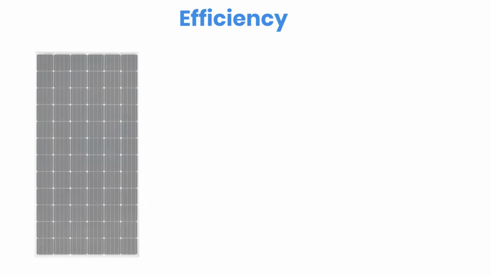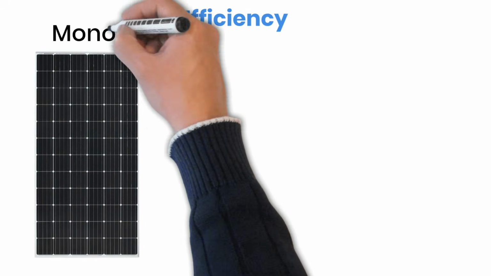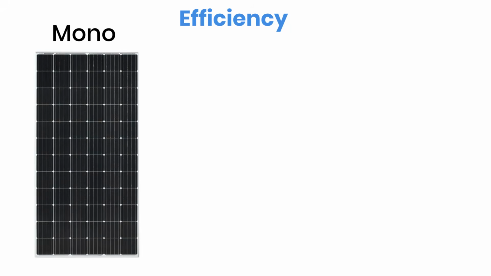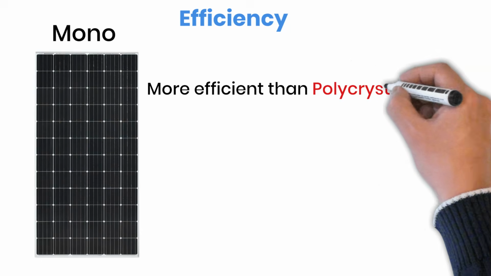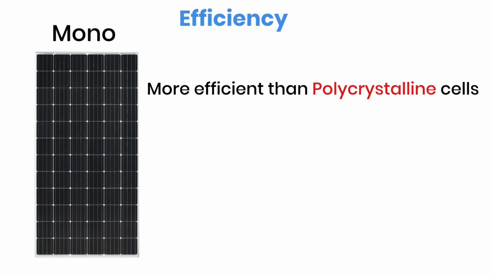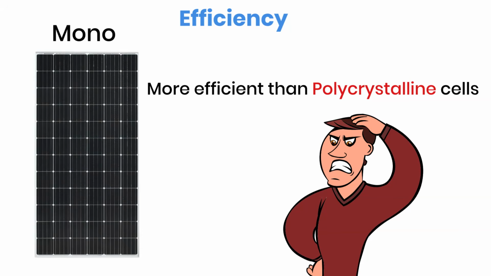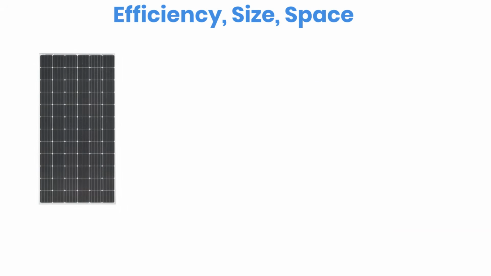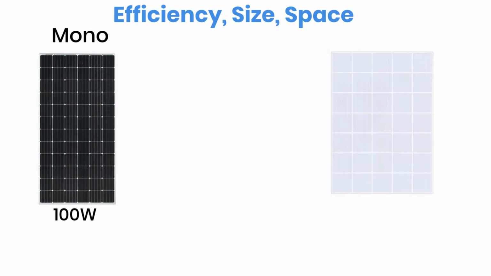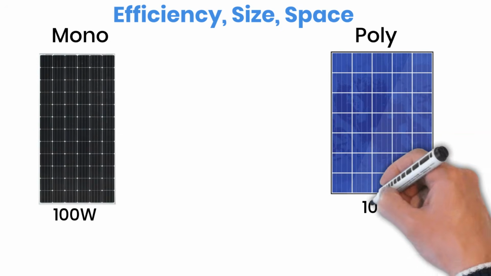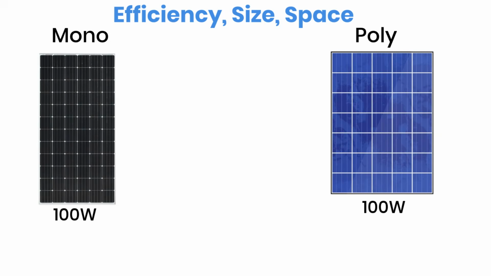Now let's talk about performance. In general, monocrystalline solar cells are more efficient than polycrystalline cells. That means they convert a higher percentage of sunlight into usable electricity. Now here's something that confuses many people. If you buy a 100-watt monocrystalline panel and a 100-watt polycrystalline panel, both are rated at 100 watts. So technically, under ideal conditions, both can deliver the same maximum power output.